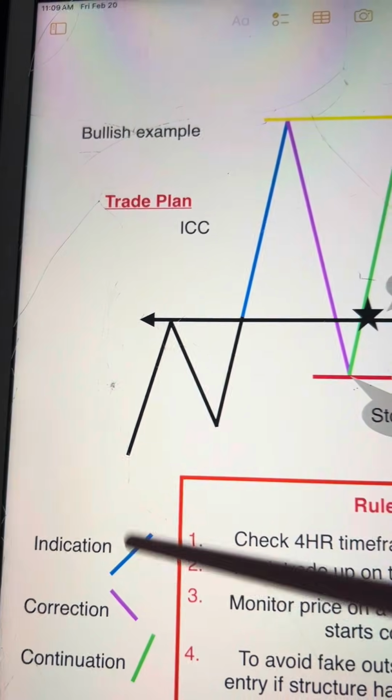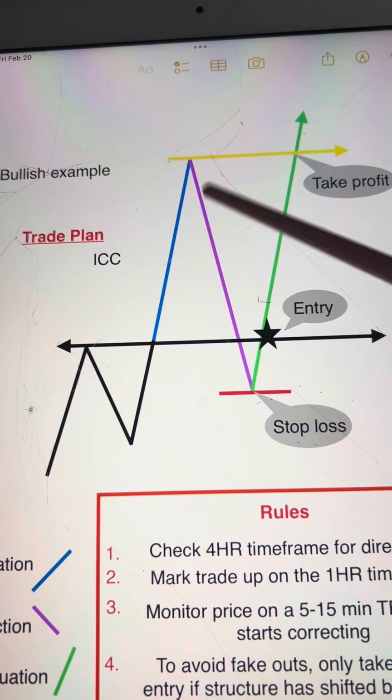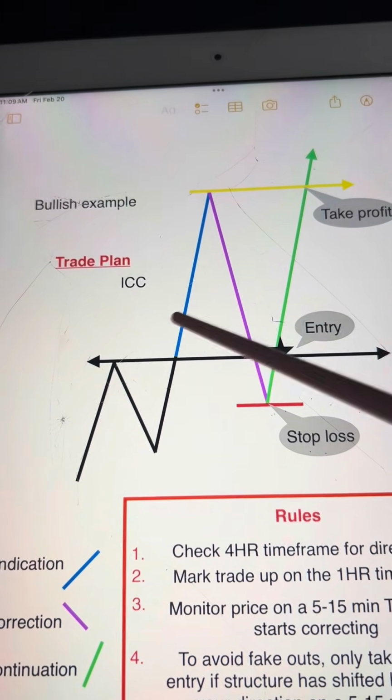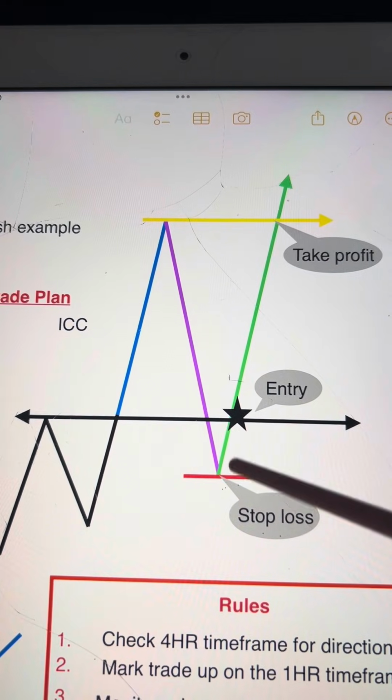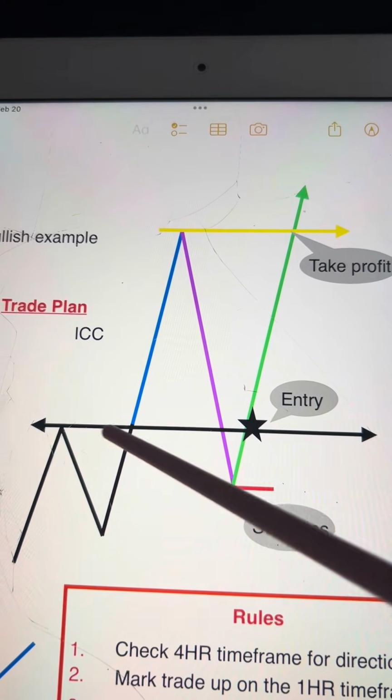That's the indication, the blue line. Then as we're coming back down, that's the correction, the purple line. You don't trade the indication or the correction, you trade the continuation. You enter once price comes back above the level where it originally broke out of the sellers, or broke structure.